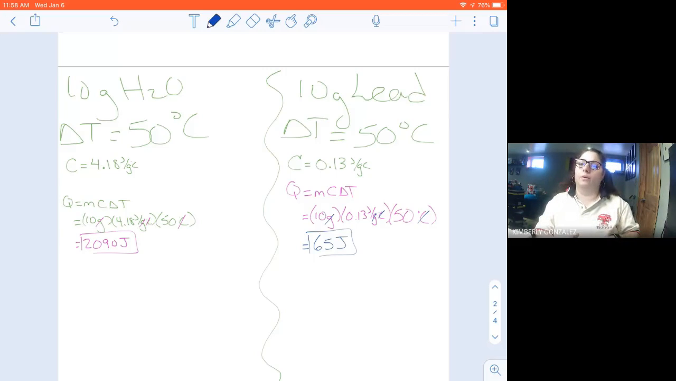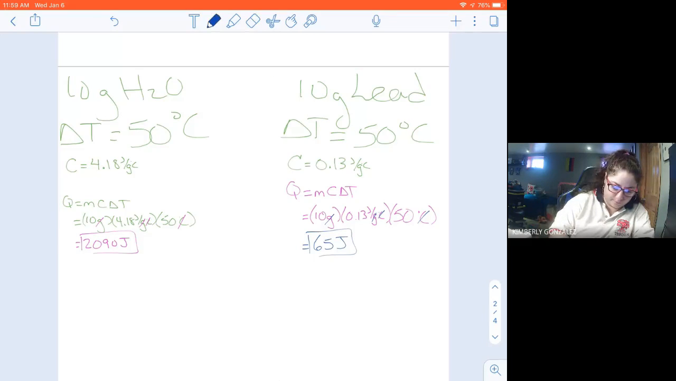Unlike lead, where you only need 65 joules of heat energy. So what does that tell me? That tells me that lead is going to reach that 50-degree mark much faster than water will. Okay? It also tells me that, okay, so what do we conclude?